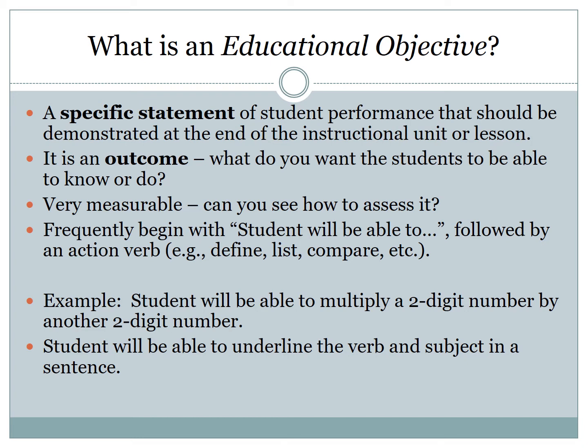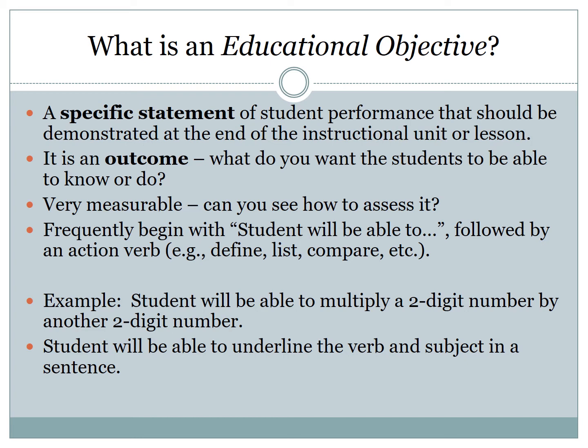More specific than a learning goal is an educational objective, and this is something that most educators are familiar with. This is a specific statement of student performance that should be demonstrated at the end of an instructional unit or lesson. So you might write an educational objective for a whole unit, or you might write it for one particular lesson. Think of it as an outcome. What do you want students to be able to know or to do? It should be very measurable. So how would you assess it?